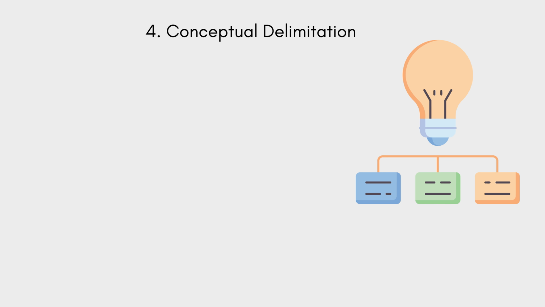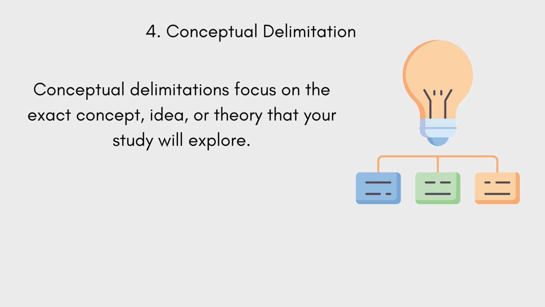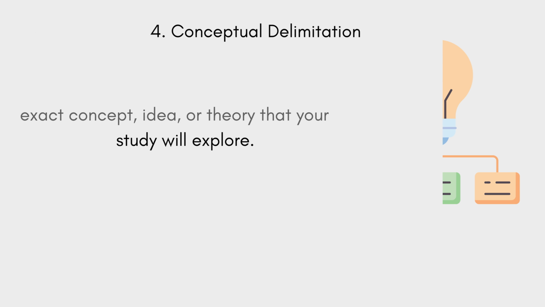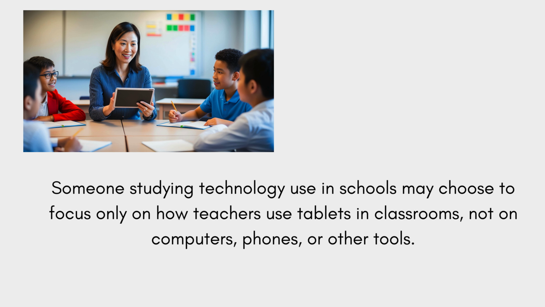4. Conceptual delimitation. Conceptual delimitations focus on the exact concept, idea, or theory that your study will explore. It means you narrow down what part of a topic you want to study. For example, instead of researching health, you might focus on stress management, sleep quality, daily exercise habits. Someone studying technology use in schools may choose to focus only on how teachers use tablets in classrooms, not on computers, phones, or other tools. This keeps the research narrow and clear.